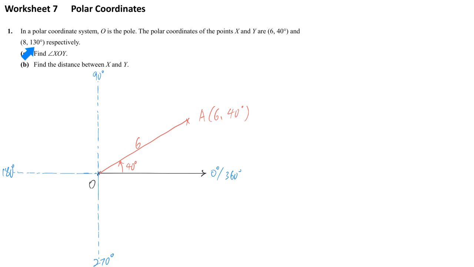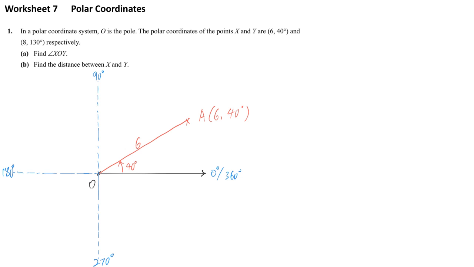Now we have another point which is 130. So again, from the polar axis, we rotate anti-clockwise 130 degrees. 130 degrees is between 90 degrees and 180 degrees, so it should be somewhere here. And a very important thing is, if you draw from the polar axis 130 degrees, then parts of them are covered, and maybe it's difficult to recognize. So you should avoid drawing like this.